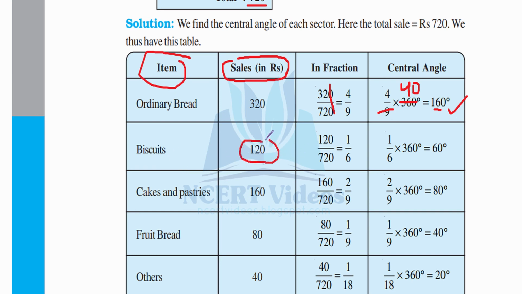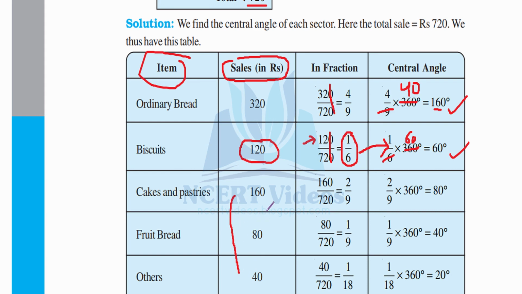Similarly for biscuits. 120 out of what? Out of total sales. 120 rupees he got from biscuits out of 720. So solve it. You get 1 over 6 as the fraction value, but we need to represent in terms of circle, that is in terms of total angle of a circle or central angle 360. Therefore, we multiply this required fraction with 360. So again 6 6 is 36, this 0 as it is, therefore 60 degrees. Likewise you can do for rest of the items.